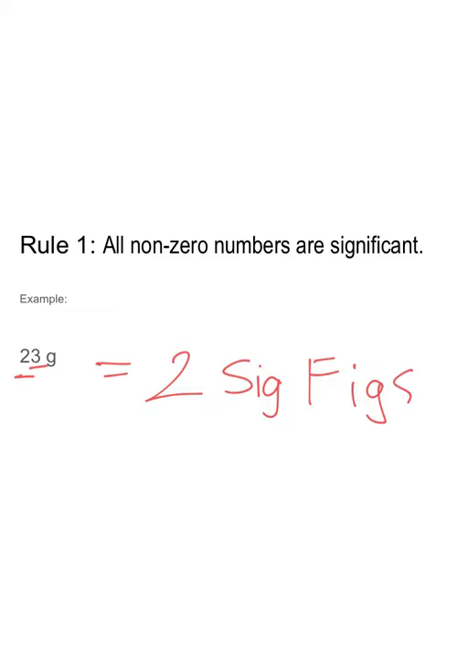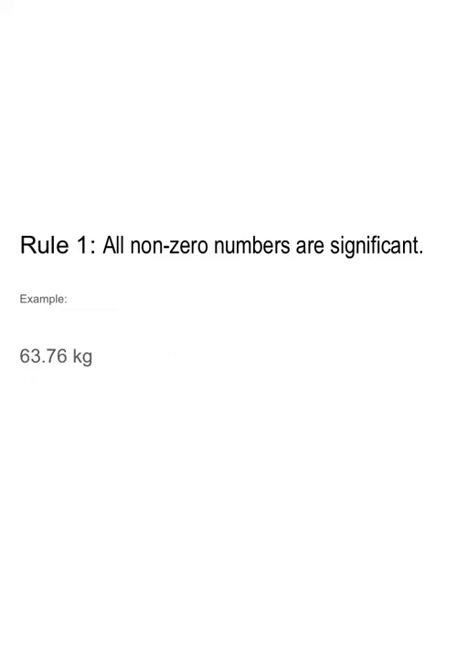Let's look at another example. We have a measurement here of 63.76 kilograms. 6 is not 0, 3 is not 0, 7 is not 0, and 6 is not 0. So here we have four significant figures.